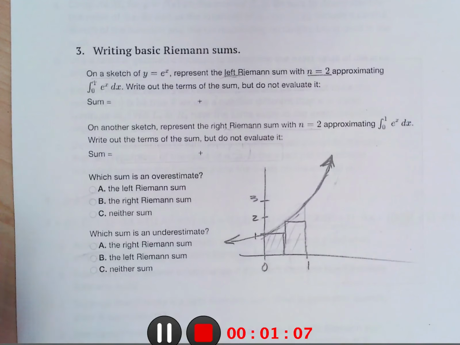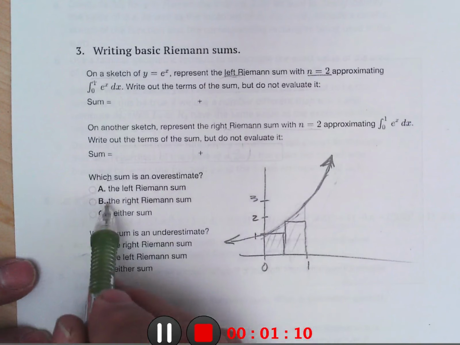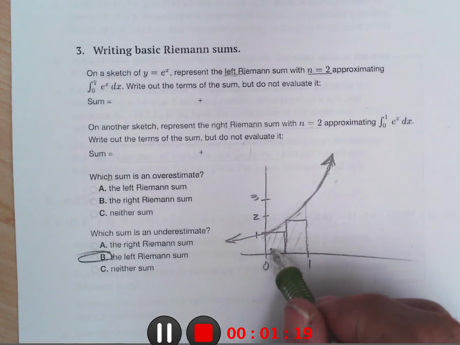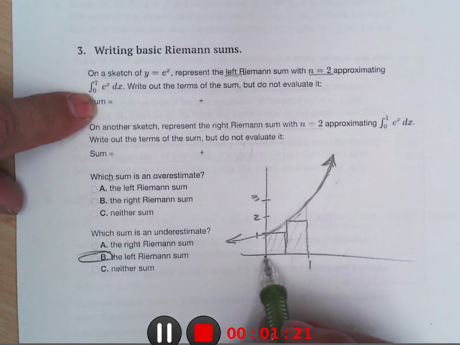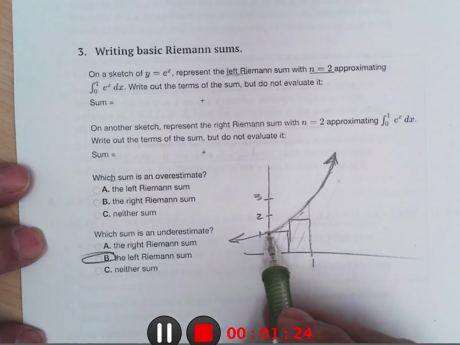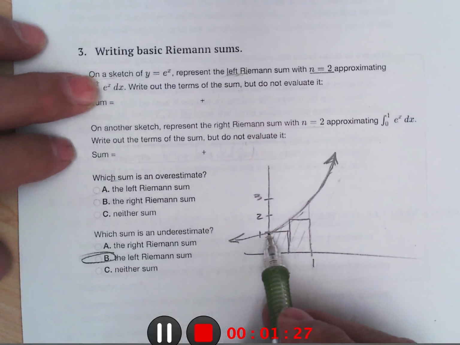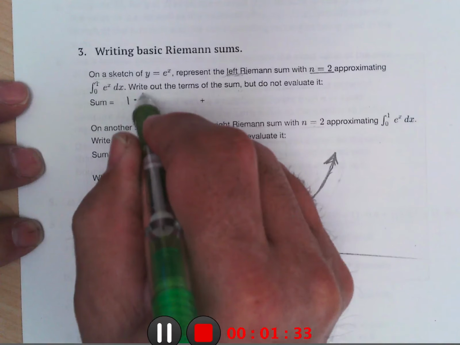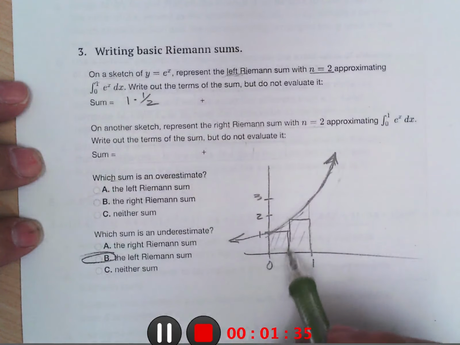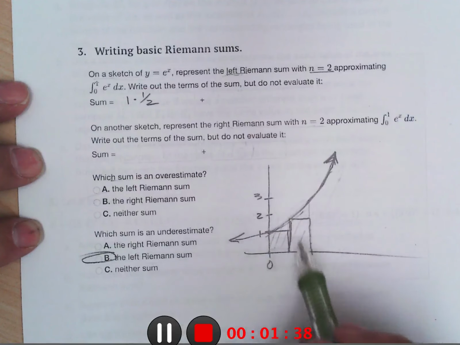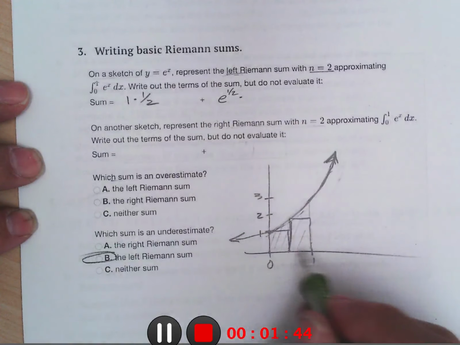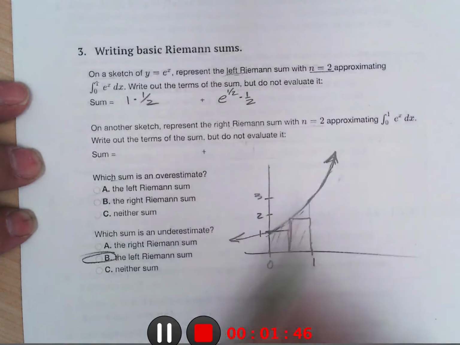You can see that the left sum will be an underestimate, and these will be the sum of, well, we have to get the height here, which on the left side is 1, because e to the 0 is 1. So it's 1 times the width of a half, plus, now the second one, the height will be e to the 1/2, which is the square root of e, times the width, which is 1/2. And I can work those out. That's what those would be.